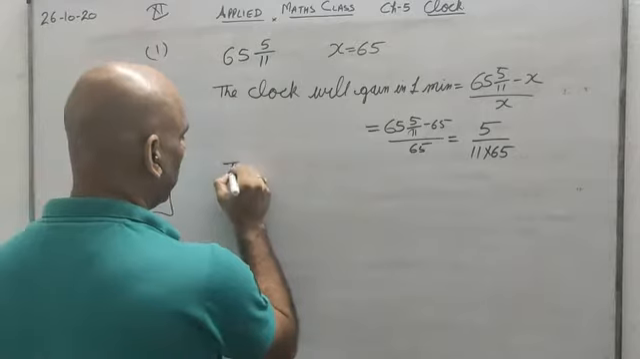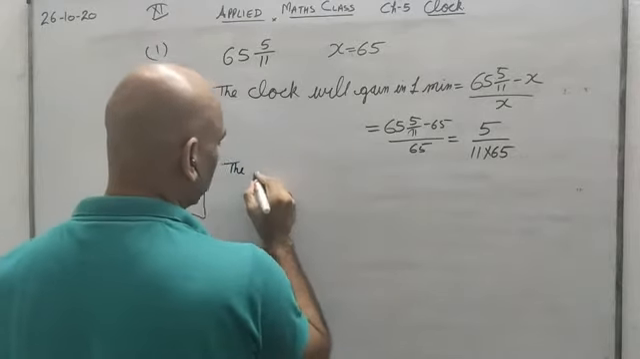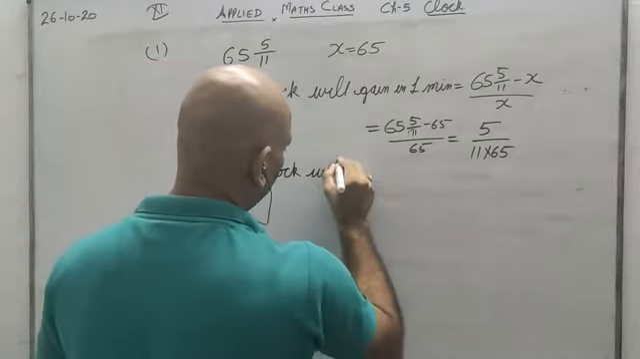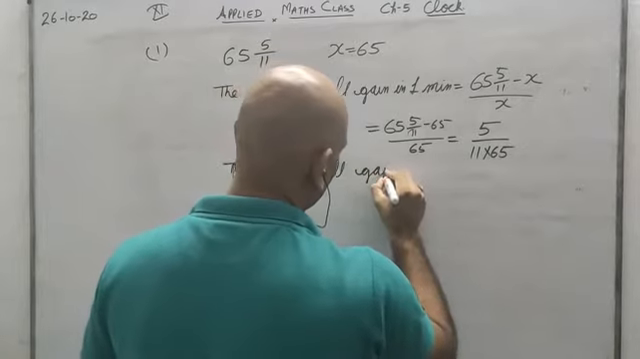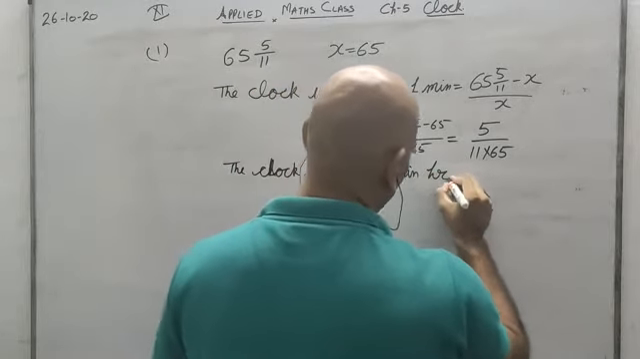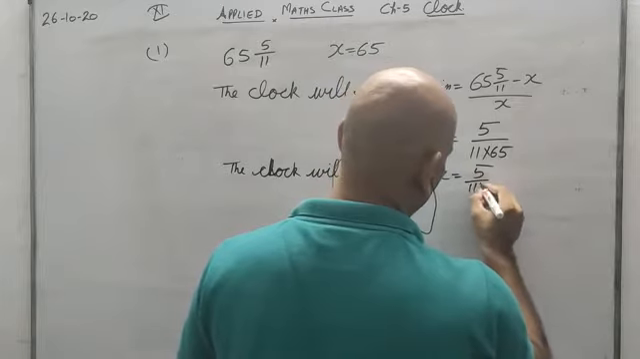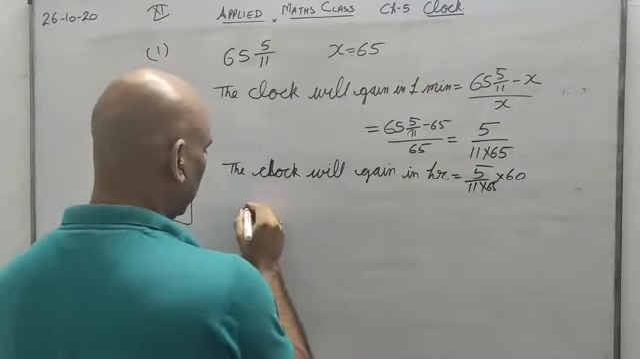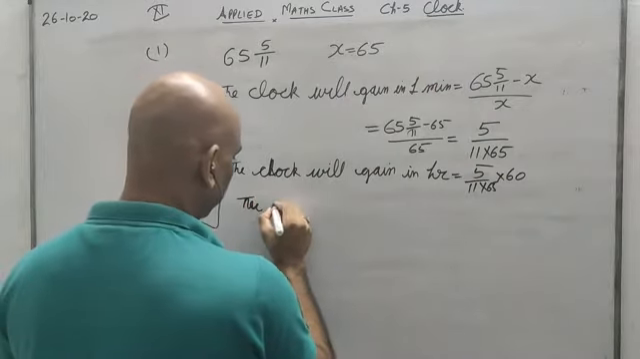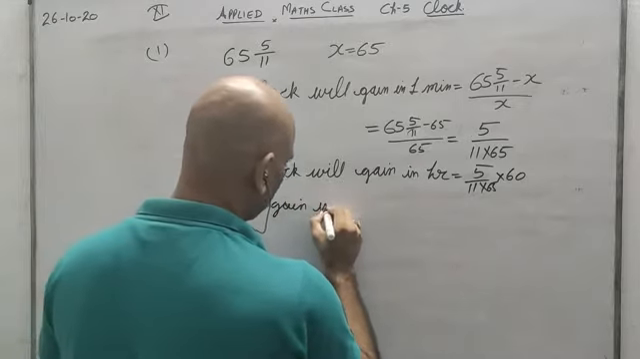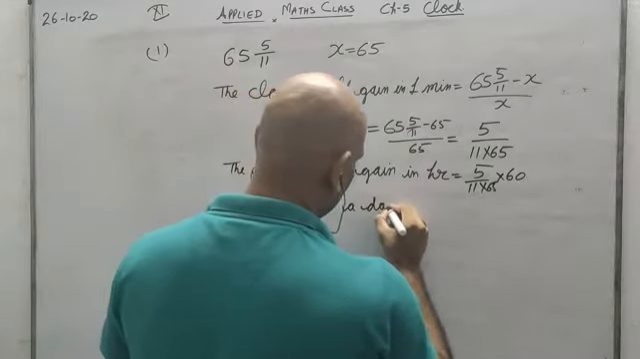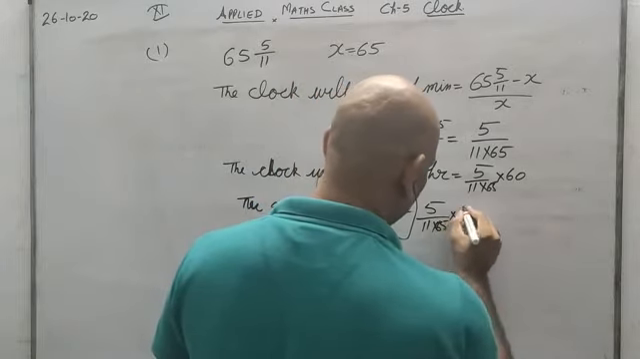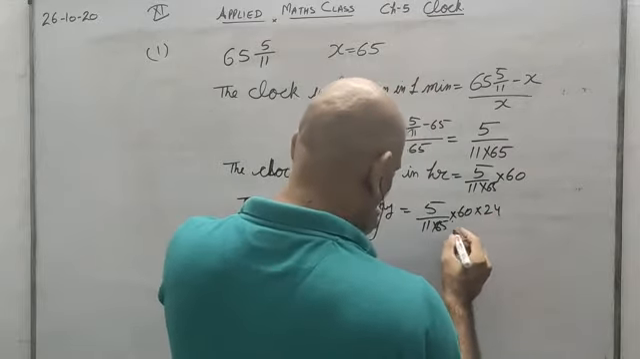Now how much the clock will gain in 1 hour? The clock will gain in 1 hour is equals to 5 by 11 into 65 into 60. And how much it will gain in a day? The gain in a day, and a day contains 24 hours, so 5 by 11 into 65 into 60 into 24.